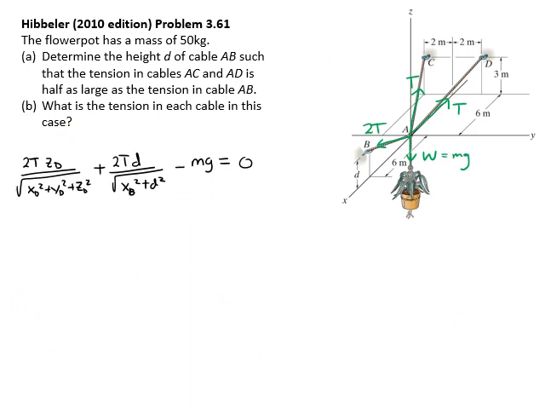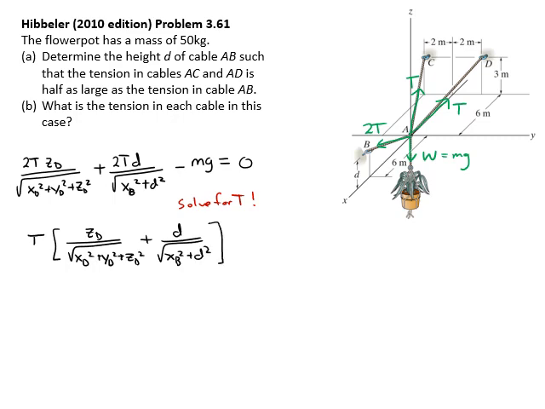Okay, so there's the equation which I wrote from the previous slide. We just need to solve this for T. So I'll just do a little bit here, and then I'll skip over the details. Let me pull out a T and divide by 2. So I'm going to have T times zd over the square root of xd squared plus yd squared plus zd squared, plus d over xb squared plus d squared, equals mg over 2.